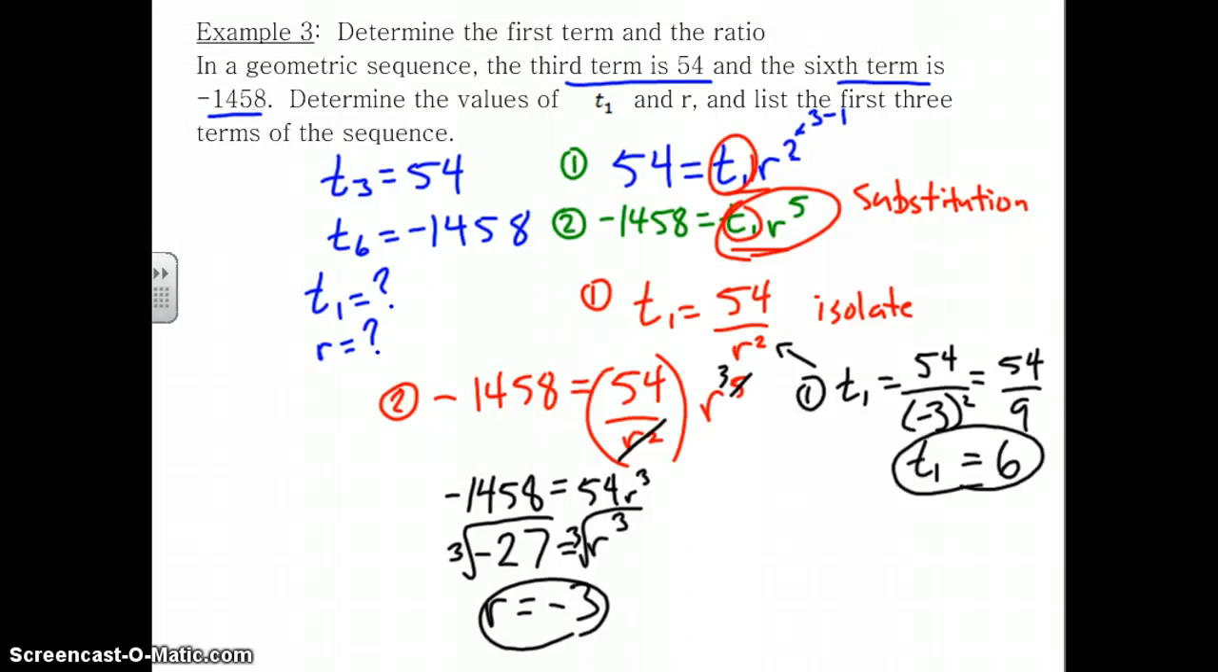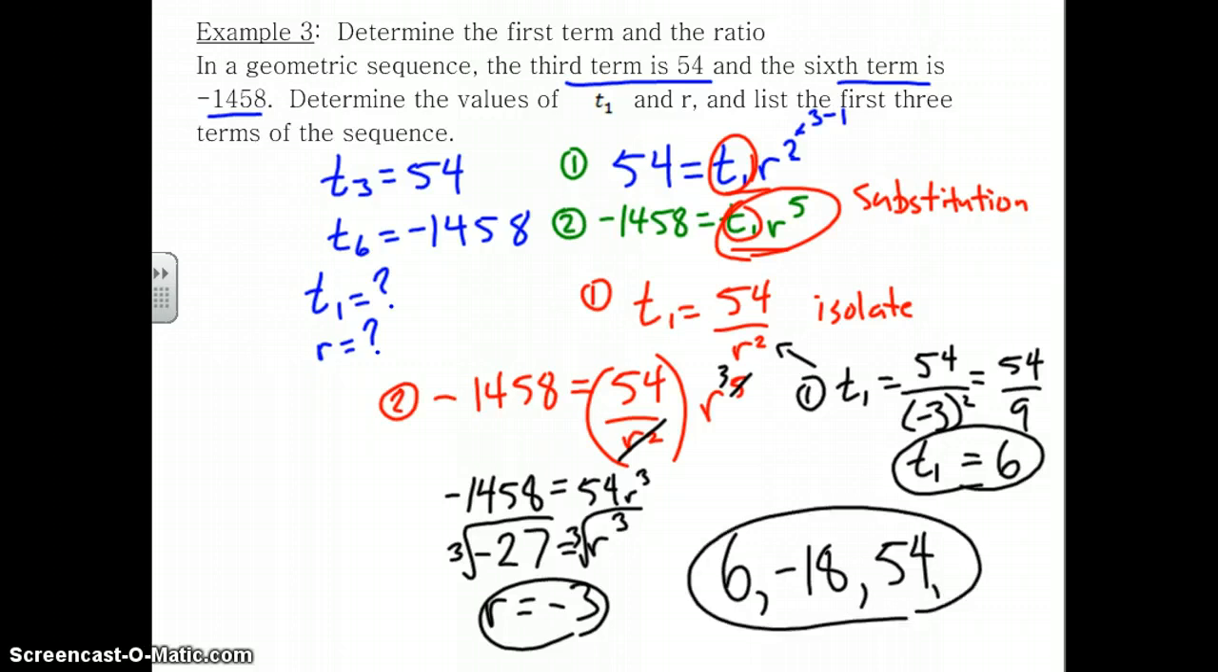Okay, the question asks for T1 and asks for R, so we found those, and then it asks for the first three terms. So the first three terms are going to be 6, and then remember we're multiplying because it's geometric, so 6 times negative 3 is negative 18. Negative 18 times negative 3 is positive 54. And then this is a geometric sequence, and it will continue on from there. Okay, so those are our first three terms.